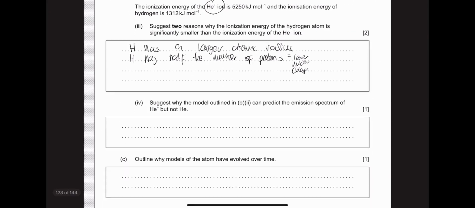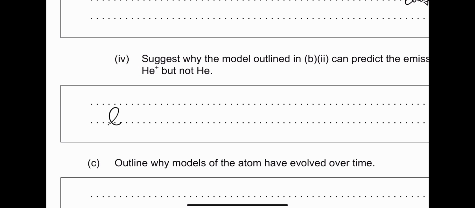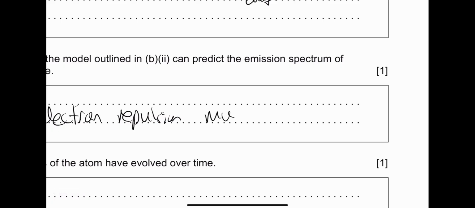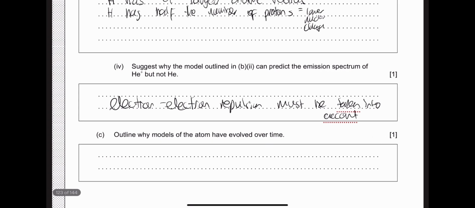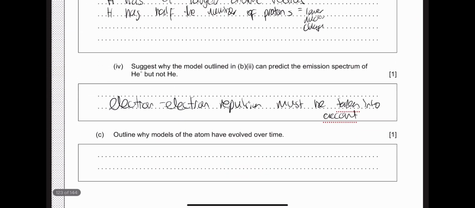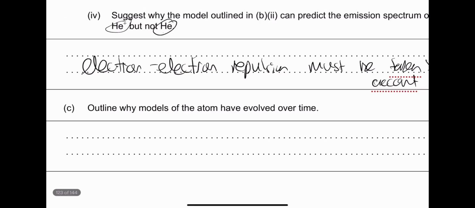Okay. Suggest why the model outlined in B(ii) can predict the emission spectrum of helium ion, but not helium. Well, that's just electron repulsion. Electron repulsion must be taken into account, because we're basically not taking that into account with this model, right? We're not accounting for these interactions that we would see in the He atom, but not in the He ion. So that's why.